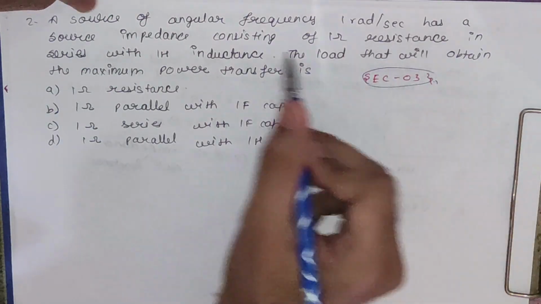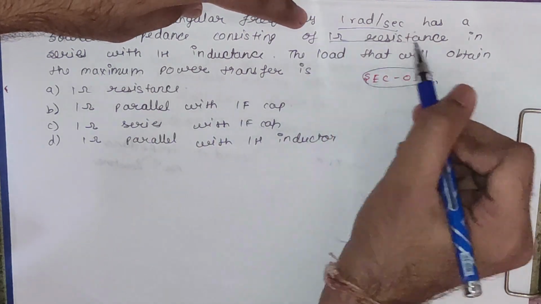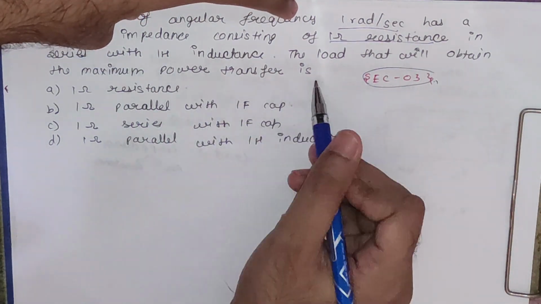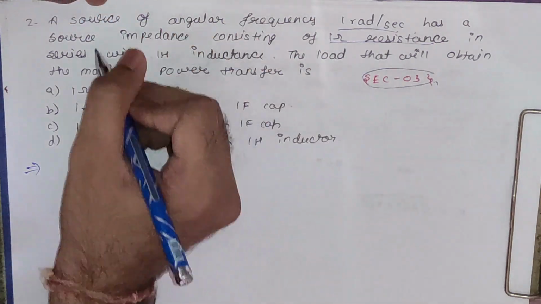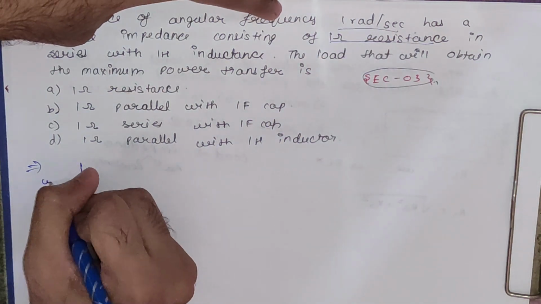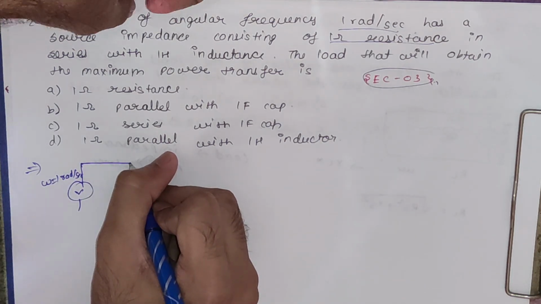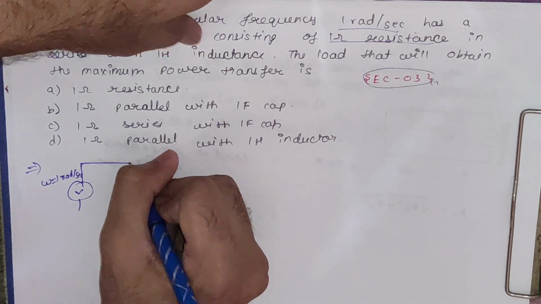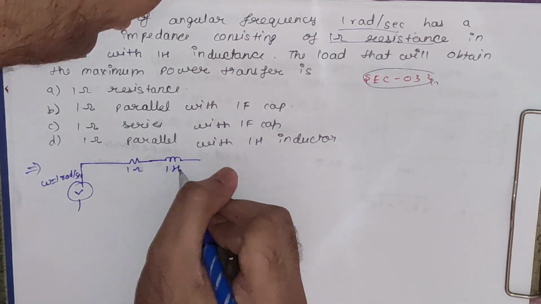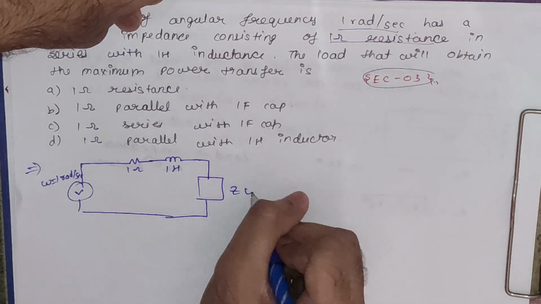This is of EC 2003. A source of angular frequency 1 radian per second has a source impedance consisting of 1 ohm resistance in series with 1 Henry inductance. The load that will obtain the maximum power transfer is. If you draw the circuit from this statement, you have a source with angular frequency omega as 1 radian per second. You have ZS which consists of 1 ohm resistance in series with 1 Henry inductance, and you have to find out the value of ZL.